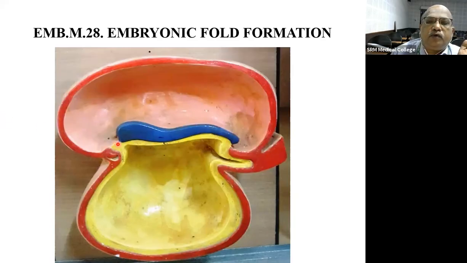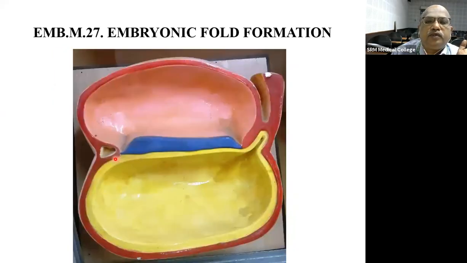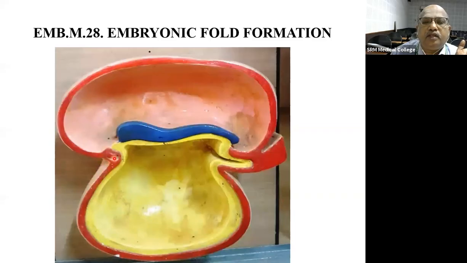Now, this is your buccopharyngeal membrane. Cranial to that, what you see here is the developing heart in the mesoderm. So this is the developing heart. So here it is not this. This is your site of developing heart. So here you are able to make out that this is the developing heart. Are you clear with this?